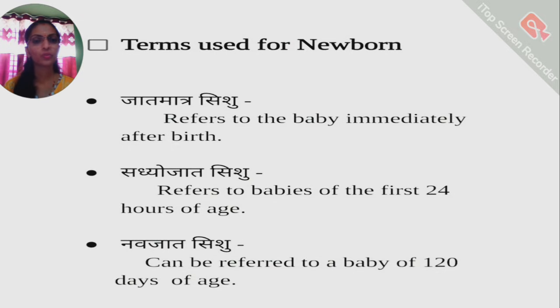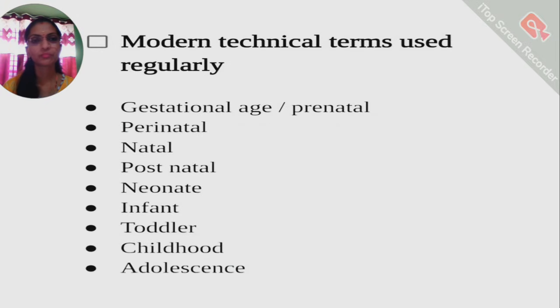Now coming to the terms usually used for newborns. In newborns we have different stages. Jata Matra Shishu refers to the baby immediately after birth. Sadyo Jata Shishu refers to a baby in the first 24 hours of age. Navajata Shishu refers to a baby up to 120 days. So immediately after birth, till the cutting of the umbilical cord, the baby is known as Jata Matra Shishu. Later, from the cutting of the umbilical cord till completion of 24 hours, the baby is known as Sadyo Jata Shishu. Later, after 24 hours, from birth till 120 days, the baby is known as Navajata Shishu.